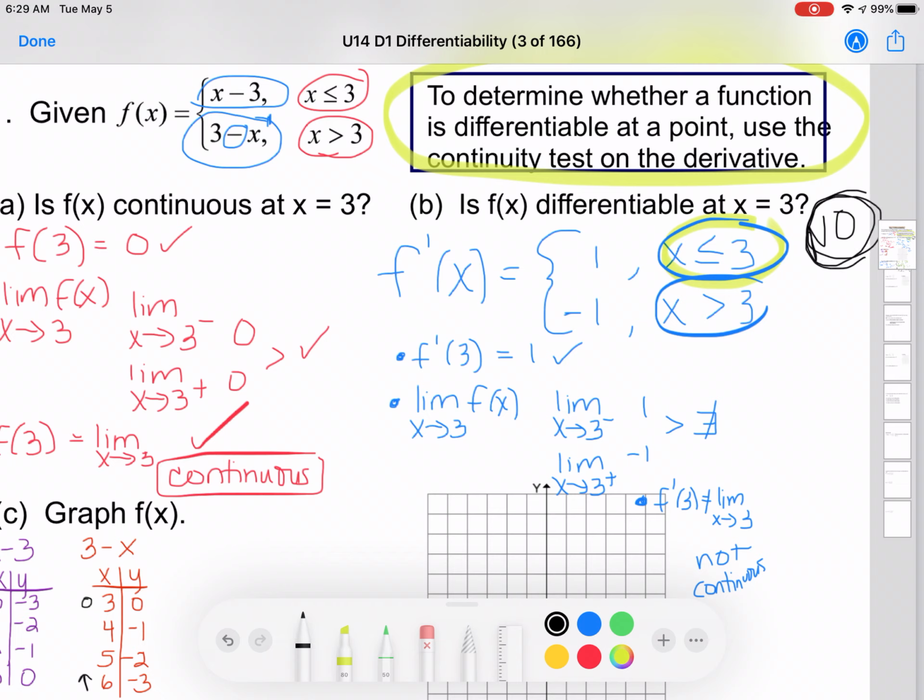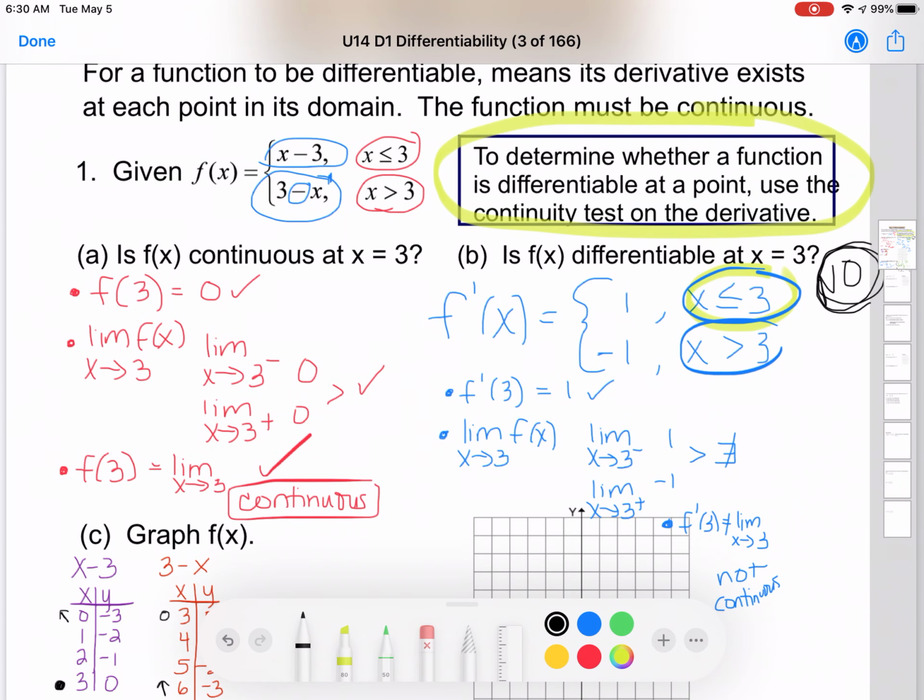In order to figure out, again, if something is differentiable, you're going to do the continuity test first to make sure that it's continuous, because it has to be continuous first in order to be differentiable at a point. So find out if it's continuous first. Then, if it is continuous, apply the continuity test, the same test, but to the derivative. And if both things work, then it is differentiable.